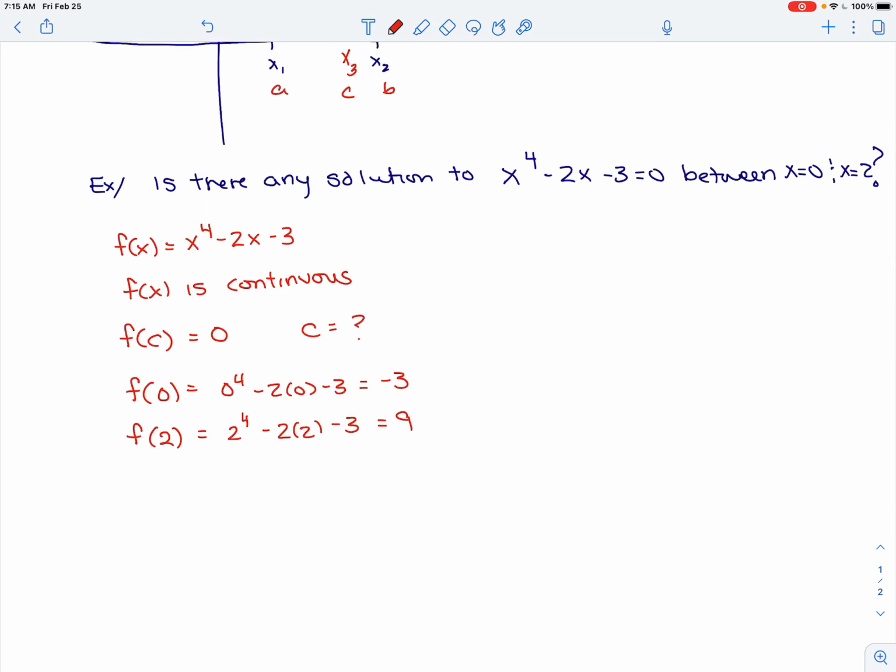Okay, and so now we can say that f of c is in between f of 0 and f of 2. f of x is continuous, so there is a c value in between 0 and 2 for which this is true. Hopefully that was helpful.